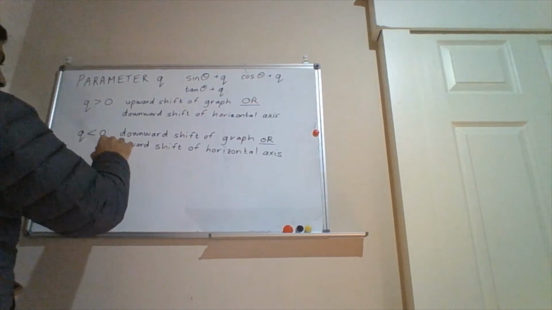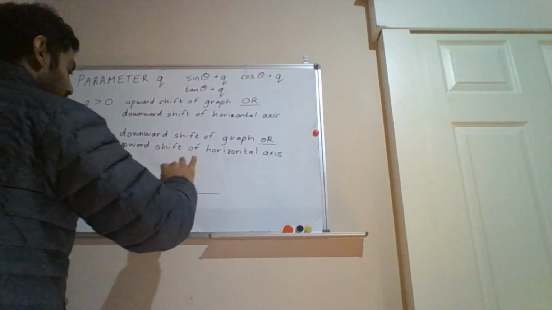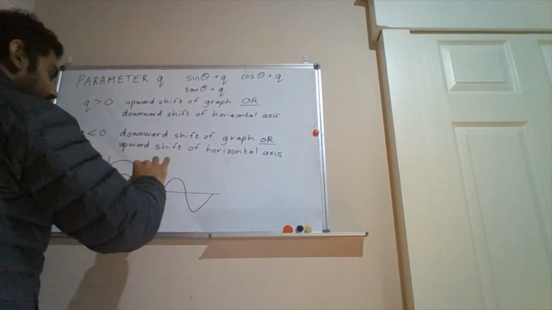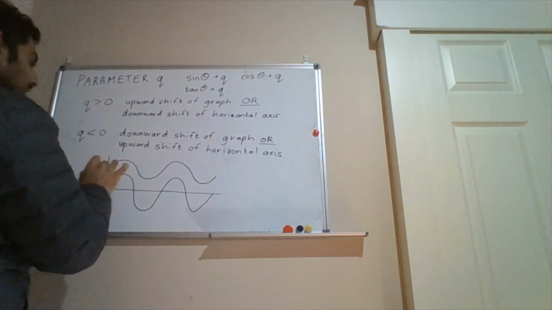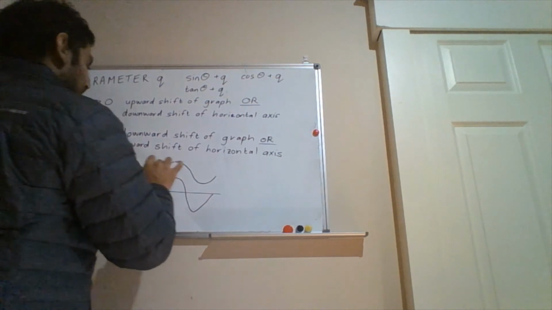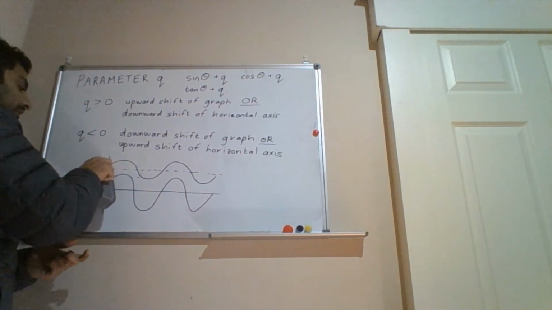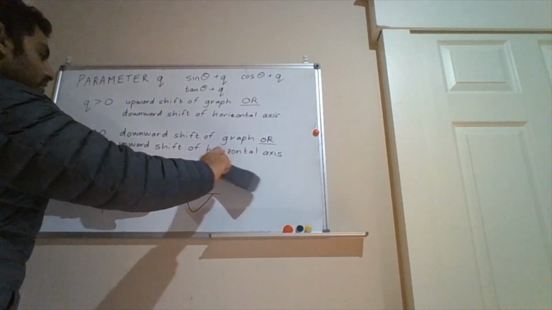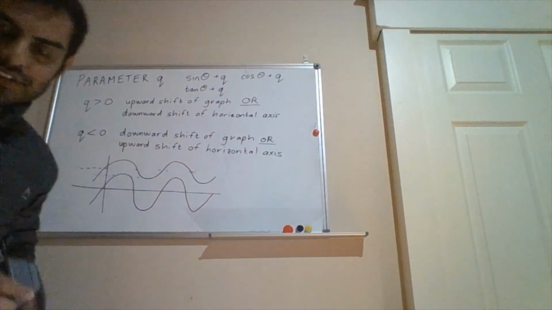So let's just check that quickly. So if this is our original sine graph and q is positive, then our entire graph shifts upwards because all our y values shift upwards. Or you could think of it as our original axis sitting somewhere here. So our original horizontal axis was at this dotted line, and we moved it downwards, and this is our new horizontal axis. So essentially it made it like the graph shifted upwards.